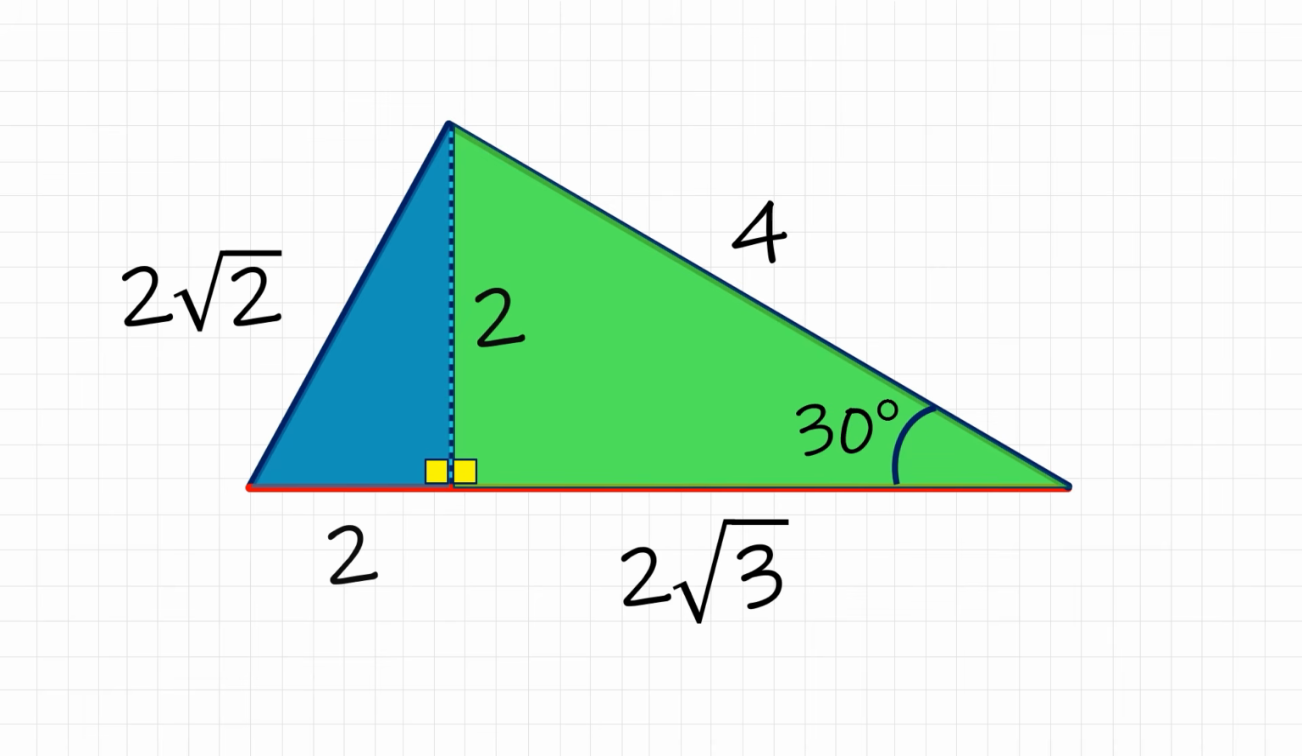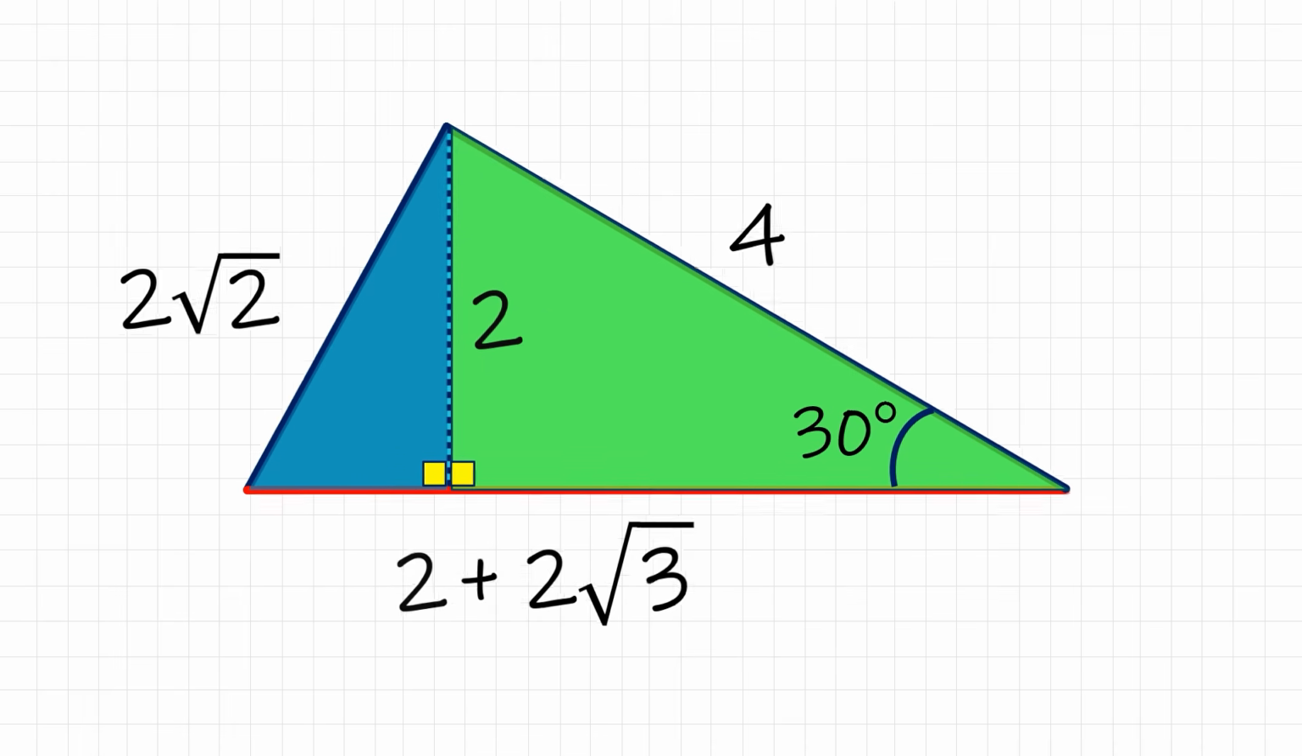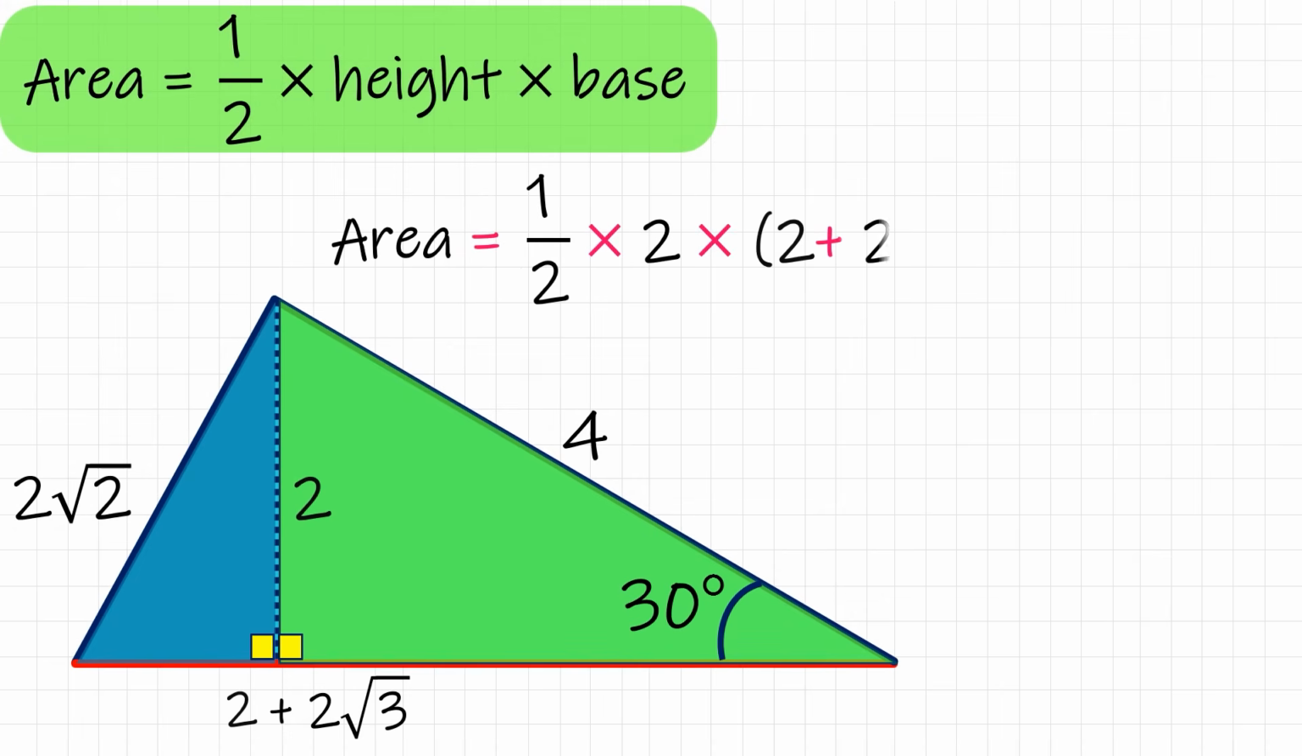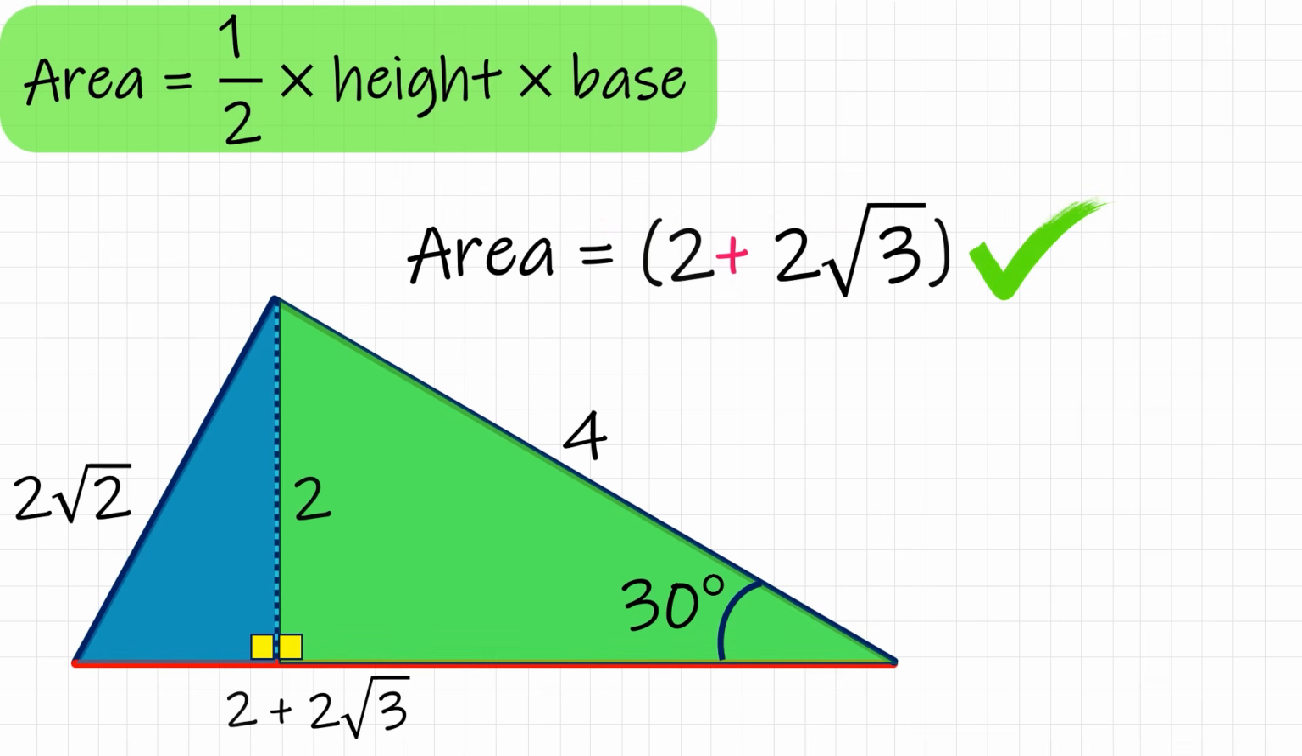By adding our 2 bottom sections together, the total length of our red base is 2 plus 2 times the square root of 3. Now we finally return to our area formula. We multiply 1/2 times our total base times our height of 2. Watch how beautifully this simplifies. Multiplying by 1/2 and then multiplying by 2 perfectly cancel each other out. This leaves us with our exact final area, 2 plus 2 times the square root of 3.